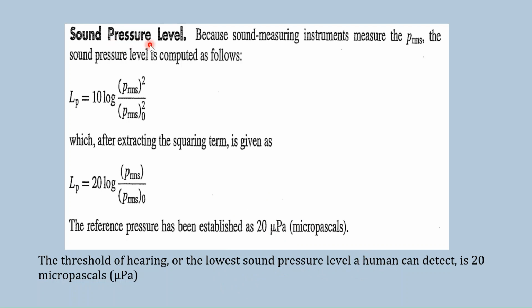So in sound pressure level also we are using our basic formula, but because there is a square term here, it gets modified into this equation, where we have 20 log measured pressure value divided by the reference pressure value.